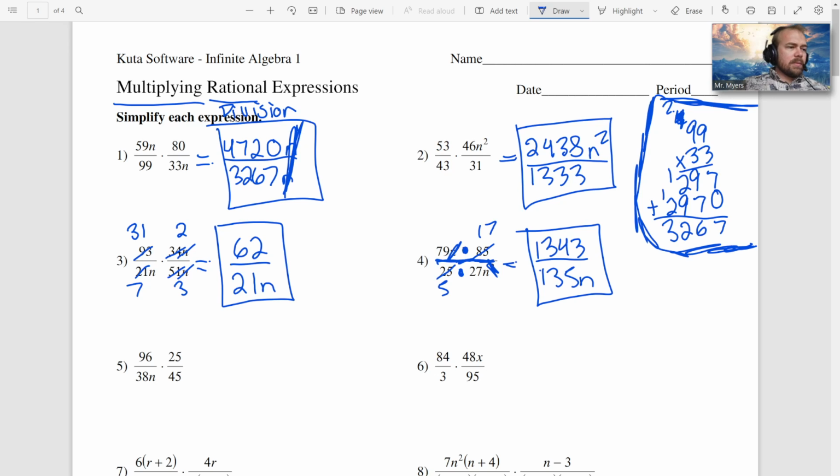But here's what I would do. I would do 96 times 25 divided by parentheses 38 times 45, close parentheses, enter, on my calculator. The other thing you could do is 96 times 25 divided by 38 divided by 45. You could do it that way as well. Just be careful when you're putting it all in the calculator. Make sure it works. I get a decimal.